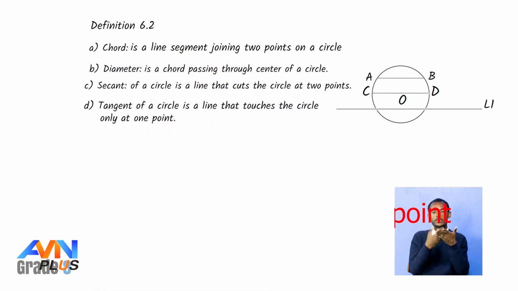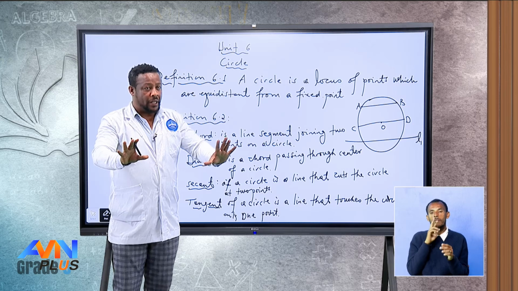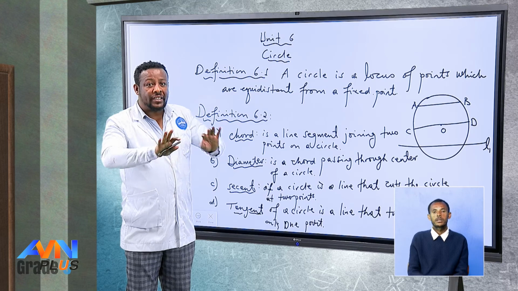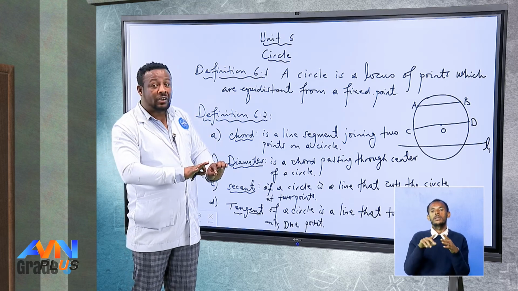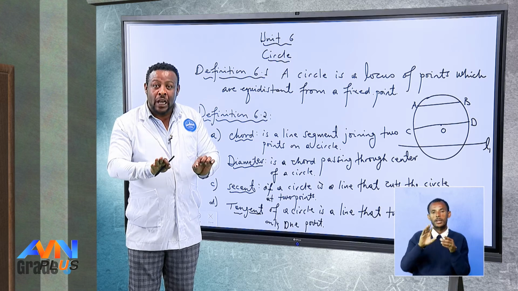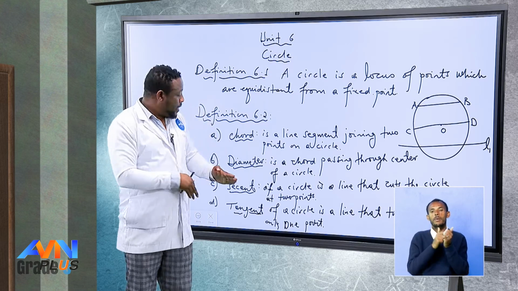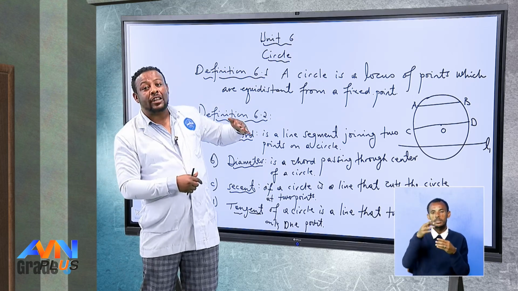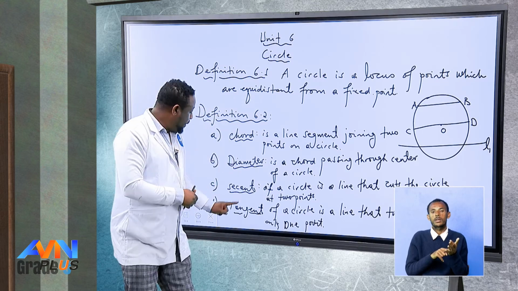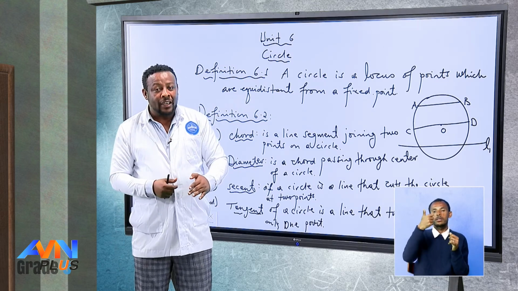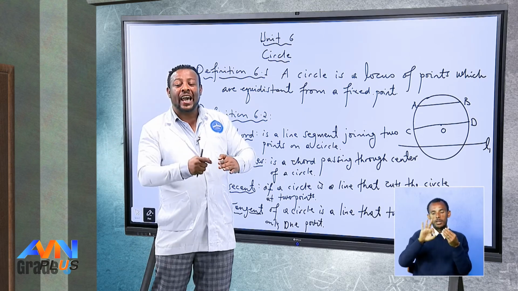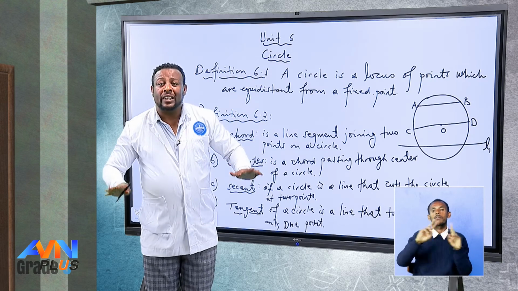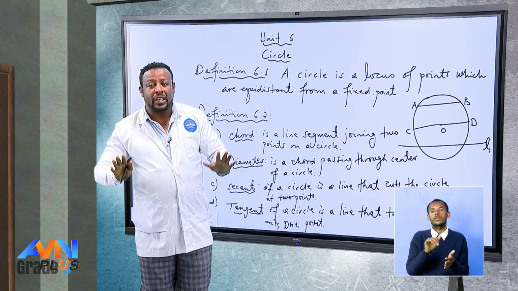Okay, these four terminologies are very, very important. I will tell you again. A chord is a line segment joining 2 points on the circle. A diameter is also a chord, but a chord passing through the center. A secant is a line that cuts the circle at 2 points. Okay, and the last terminology is tangent. A tangent of a circle is a line that touches the circle at only 1 point. Okay, these are very important terminologies that we will be using in our discussion.